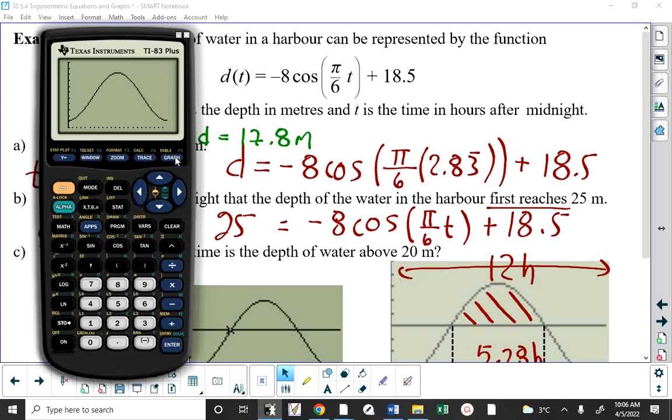And then there's a couple of things I could have done. I could have hit the trace key and entered 2.833333333 and hit enter, and it will tell me why. Or I could have set up my table to be in ask mode and gone to my table and entered 2.8333333.